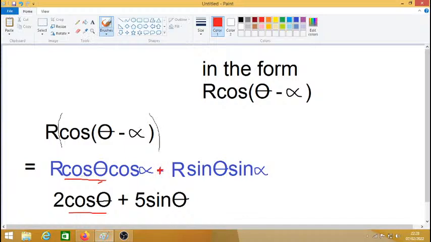So let's compare like for like. We've got this cos theta in the first term, which is exactly the same as this cos theta. So what's left? This 2 is left, and on the top there's a lot more than just one thing. It's the r and the cos alpha which is left. So making that comparison, what we can say is that r cos alpha has to be equal to the 2.